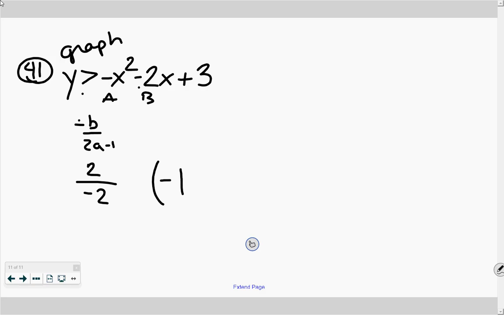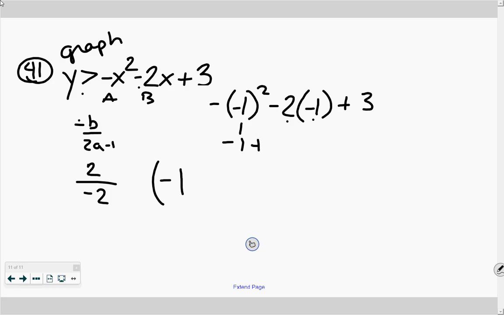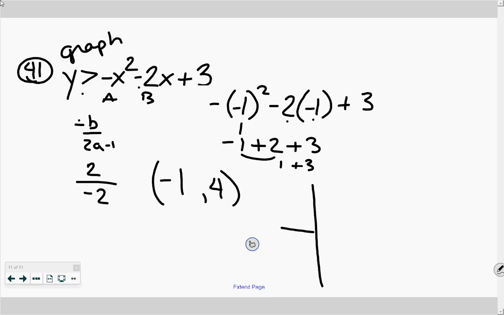Okay, now wherever there's an x, you're going to draw parentheses and replace it. So there's an x, I'm going to replace it. There's an x, I'm going to replace it. Okay, order of operations, I'm going to do the exponents first. So a negative 1 times a negative 1 is a positive 1, but then I'm going to change it back to a negative. A negative times a negative is going to make it a positive 2. Okay, so left to right, this gives me a positive 1, and 1 plus 3 is 4. So there's my vertex. Okay, so I'm going over 1, but then I'm going to go up 1, 2, 3, 4.